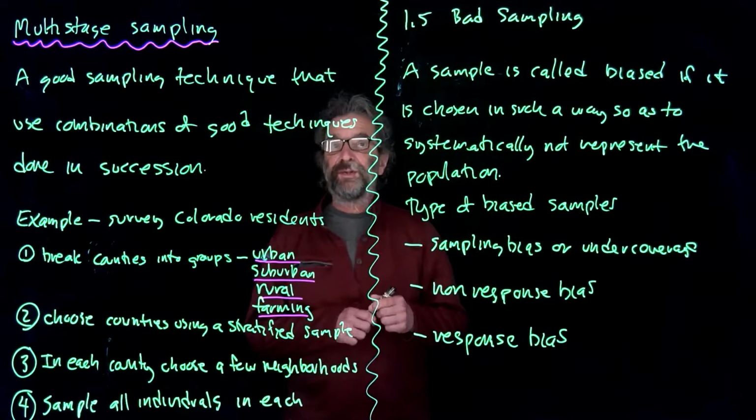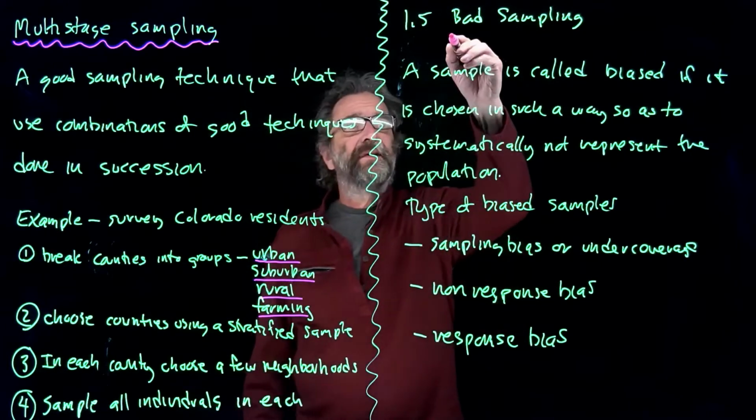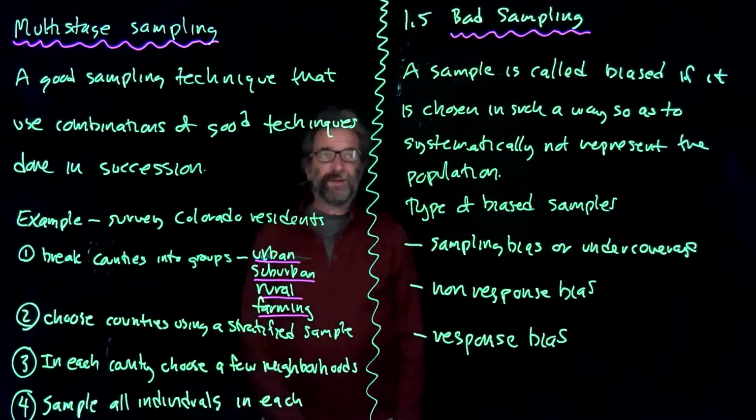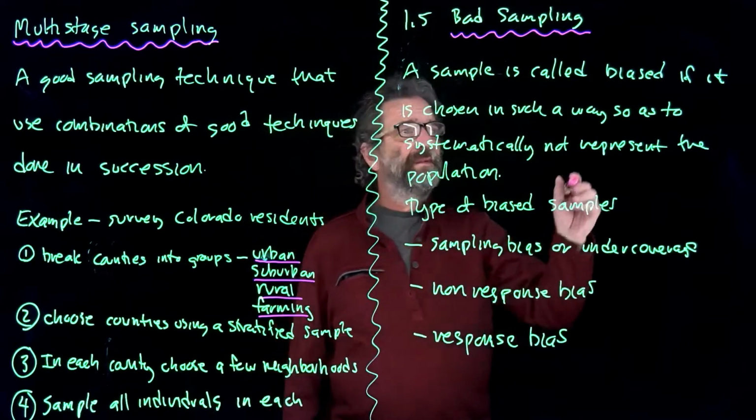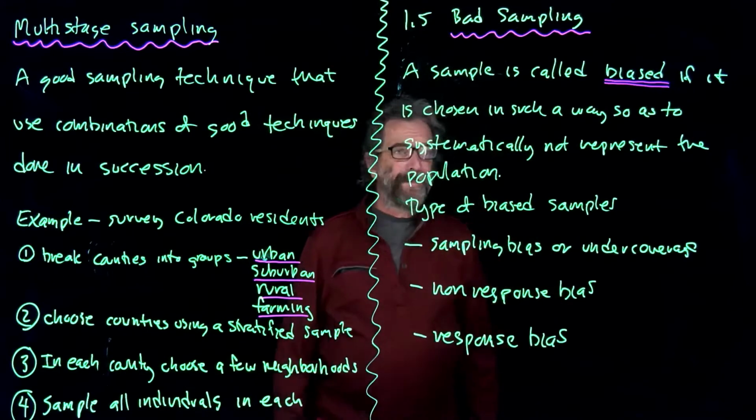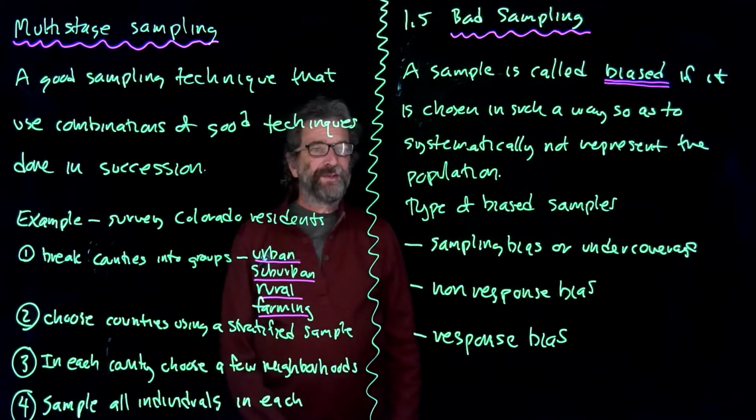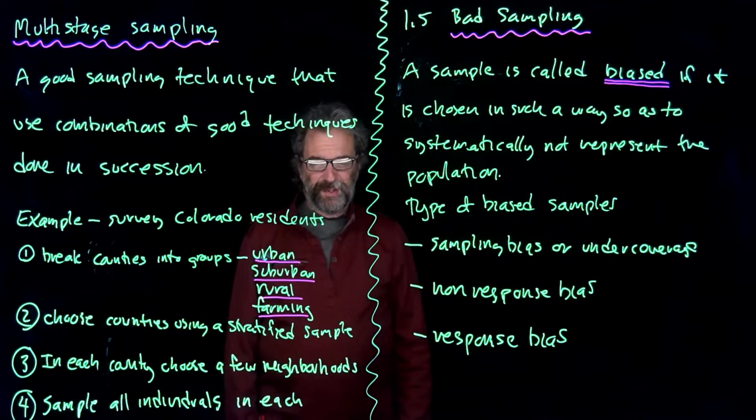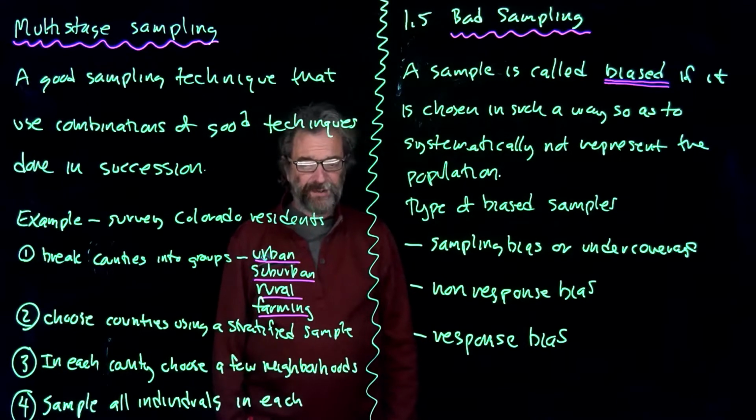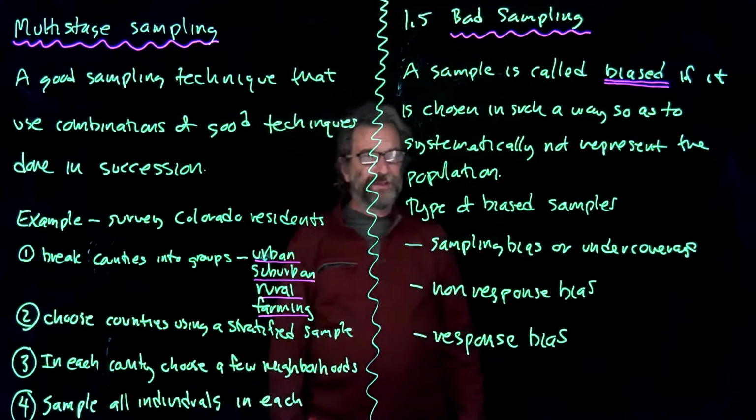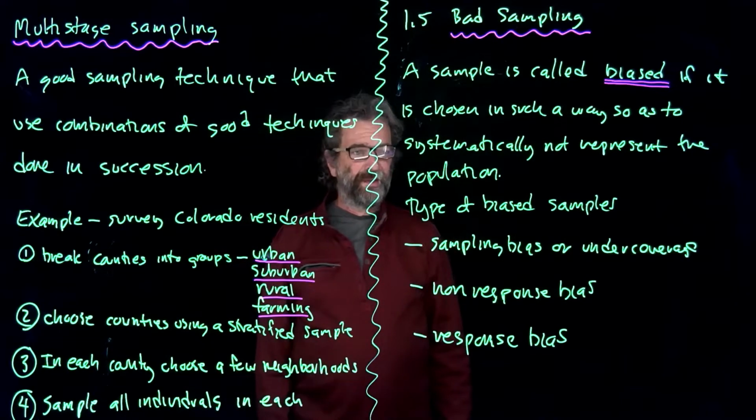And then we move on to the new section, which is section 1.5, things that go wrong in sampling. Of course, the thing that goes wrong in sampling is bias, and the sample is called biased, or suffers from bias, sometimes we'll say that, if it is chosen in such a way so as to systematically not represent the population. Now, every sample doesn't represent the population perfectly, but we try to choose a sampling method so on average it does a good job. A sampling method is called biased if on average it doesn't do a good job.